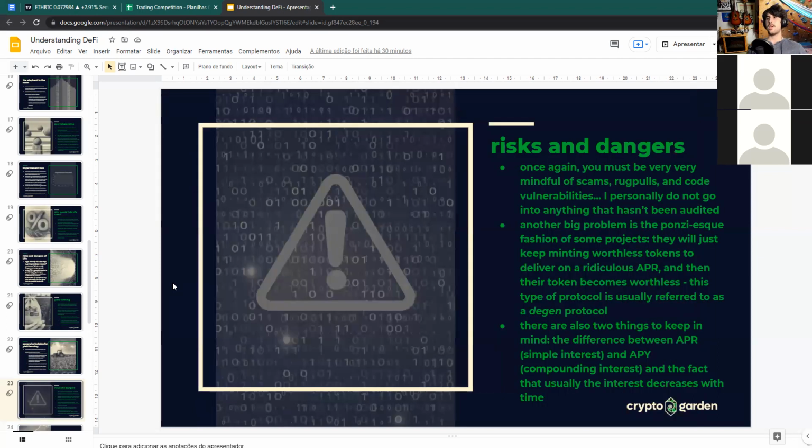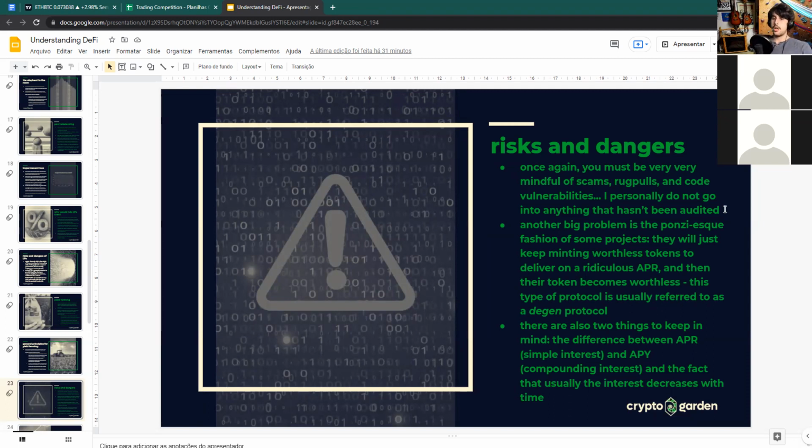Okay. Now, risks and dangers of yield farming. Once again, especially with those yield farming opportunities, especially with those high APRs and APYs, you must be very, very mindful of scams, of rug pulls, and code vulnerabilities. Okay. So I personally do not put my money into anything that has not been audited. So we have auditing firms like CertiK and some other ones like Hacken and others that just go through the code and check if there are any vulnerabilities, if there is anything that the team could do that could be malicious in nature, right?